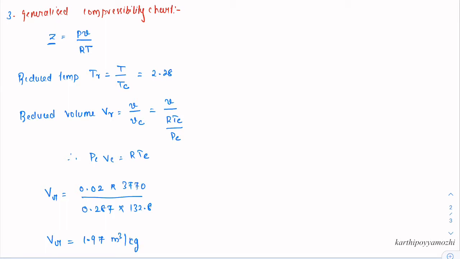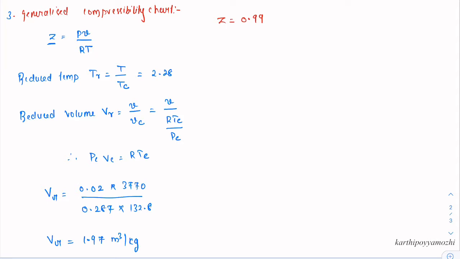Now we have found out the value of TR and vR. In the generalized compressibility chart, by using these values TR and vR, they will intersect at a point and the corresponding Z value will be read from the intersecting point. And by using this chart, the value of Z is being calculated as 0.99.